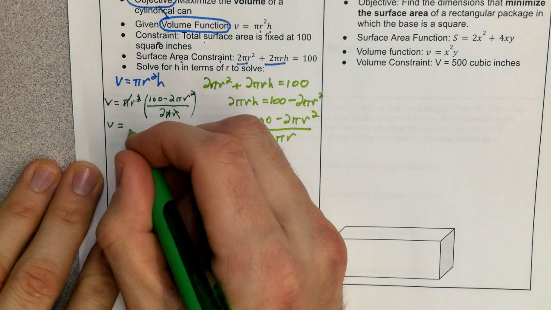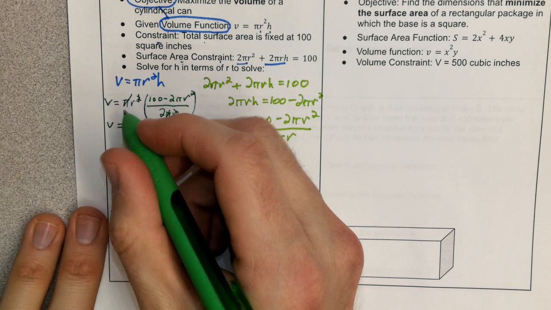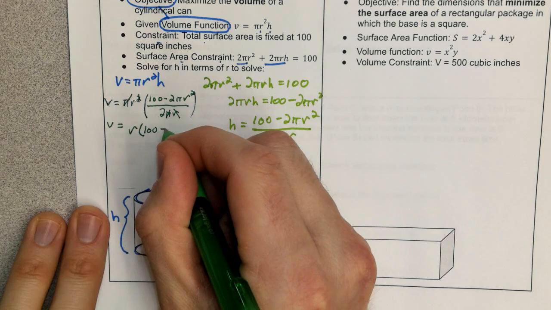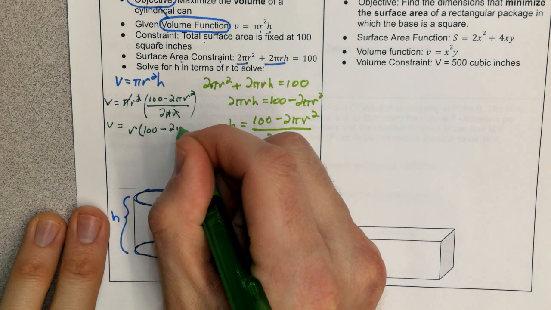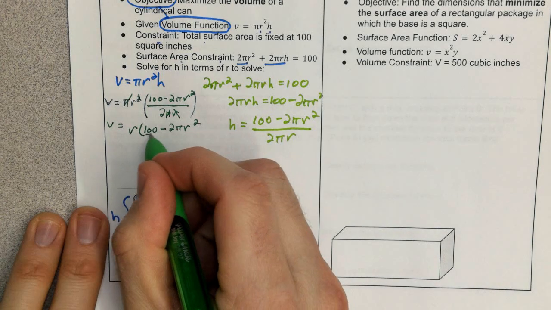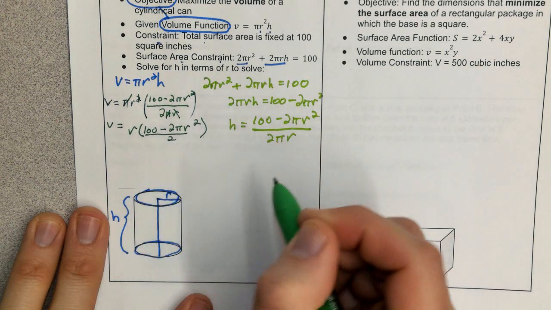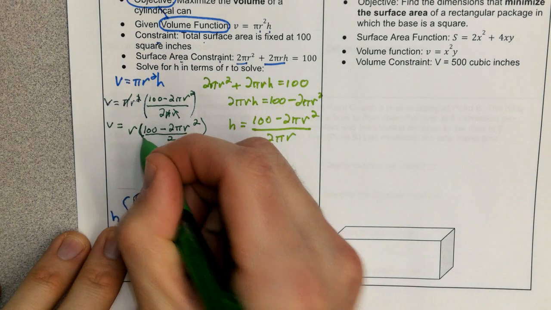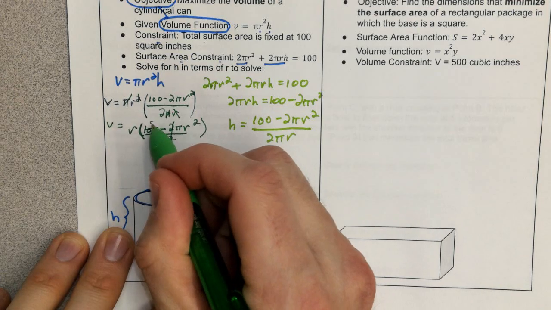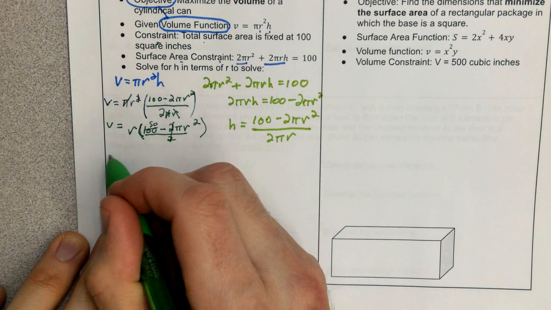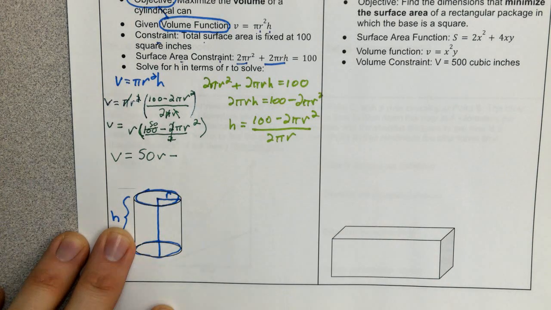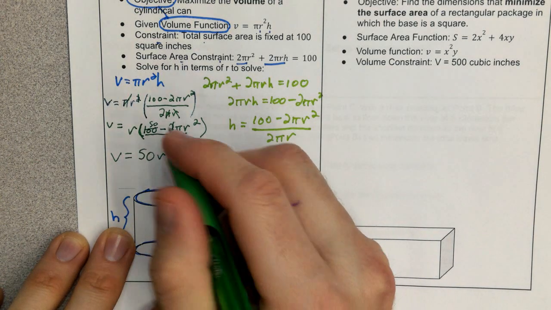r times (100 minus 2 pi r squared) divided by 2. I could have put that all in the numerator. It would have been fine. All right, these 2's are going to drop out. This is going to become 50. And so I'll end up with v equals 50r minus pi r squared. Oh, sorry, pi r cubed.